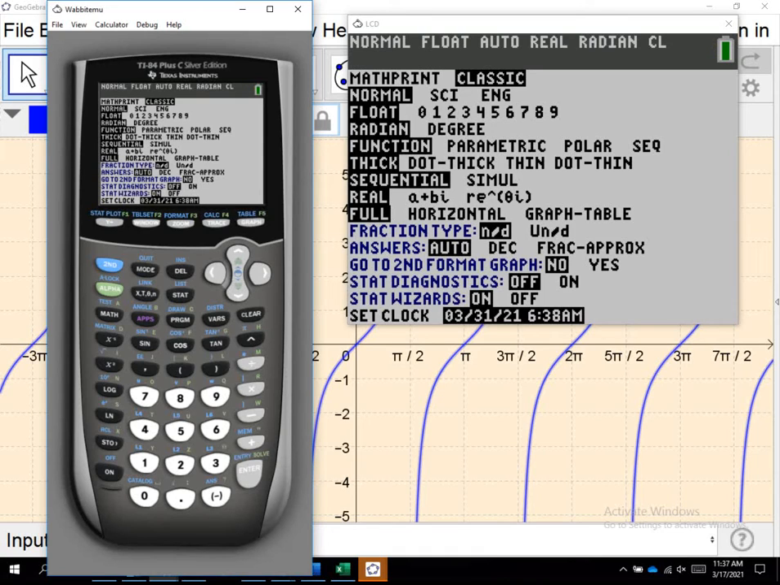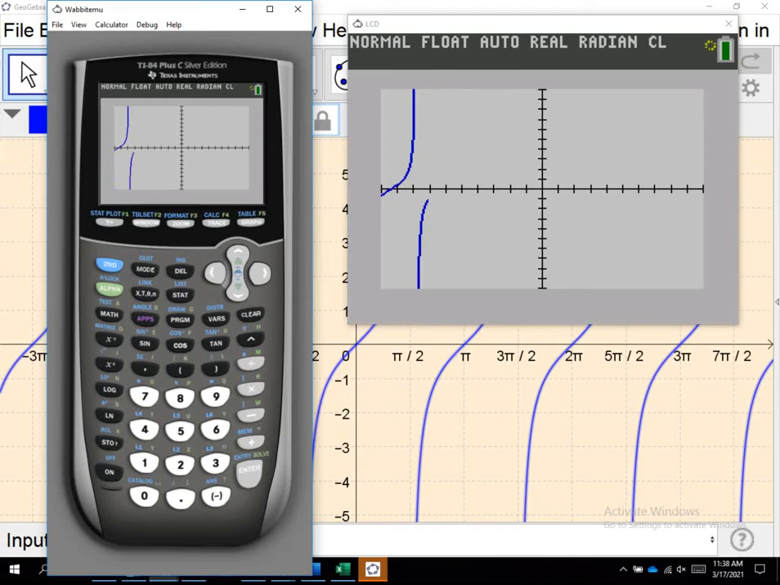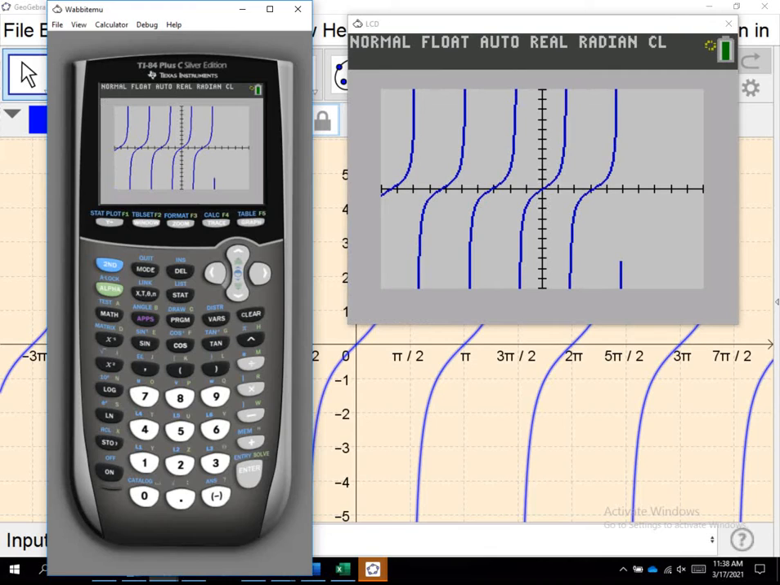But you see down here where it says thick, thin, dot thin. A lot of yours, the older versions, will just say dot or connected. It has to do with what is going on when it graphs these. Okay, so this isn't putting the asymptotes in like I thought it would. The newer version has fixed this issue.